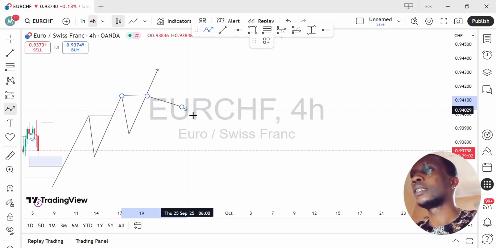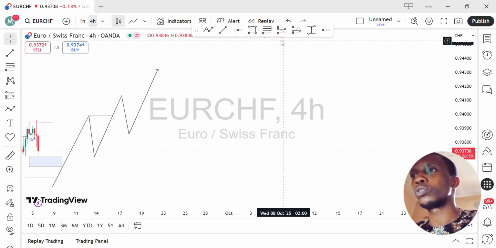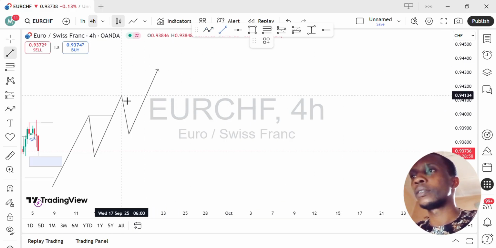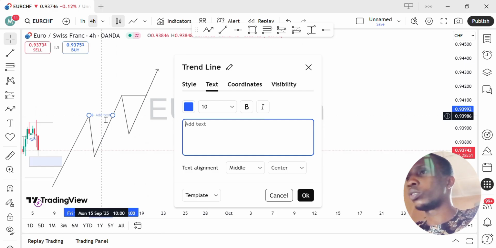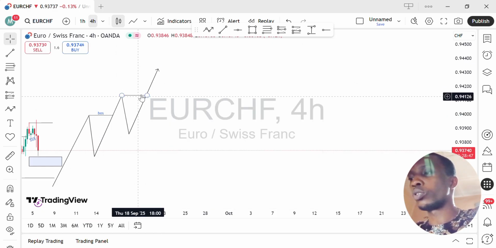I take that again. This is a break of structure right here. Like this, this is a break of structure. Break of structure. This is another break of structure.